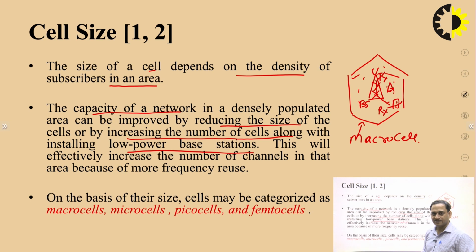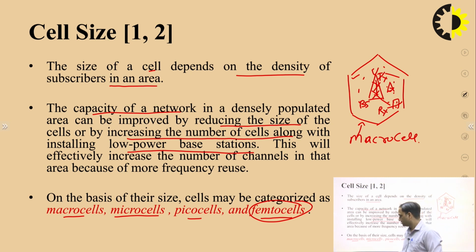Based on the size of the cells, we categorize them as macro cell, which is the largest area of the cellular system, micro cell, which is smaller than the macro cell, pico cell, and then femto cell. The femto cell is the smallest unit of the cell. Macro cell is the biggest one, with a hexagonal coverage area. Micro cell is smaller than the macro cell, pico cell is again smaller than the micro cell, and the femto cell is smaller than the pico cell.